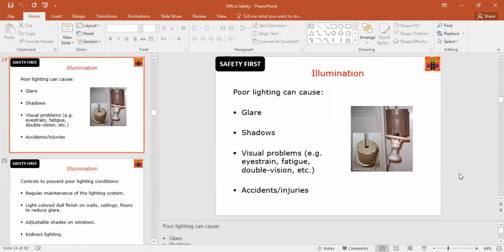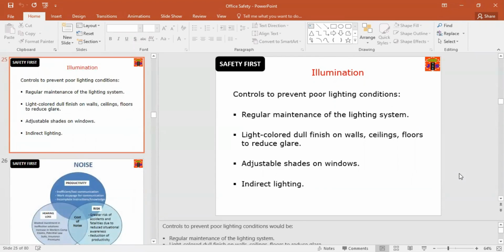Let us find what is the role of illumination within the office. Poor lighting can cause glare, shadows, visual problems, for example, eye strain, fatigue, or double vision, and it can cause accidents and injuries. Controls to prevent poor lighting conditions: regular maintenance of the lighting system, light colored, dull finish on walls, ceilings, floors to reduce glare, adjustable shades on windows, and indirect lighting.